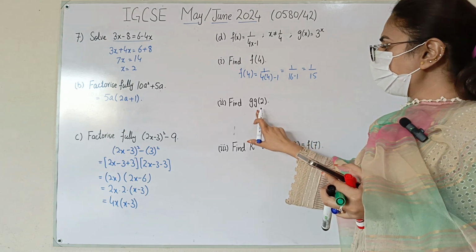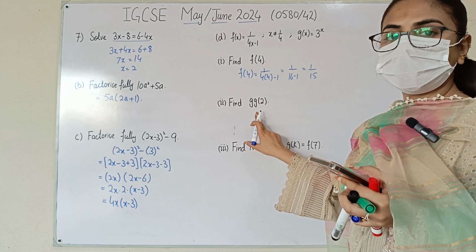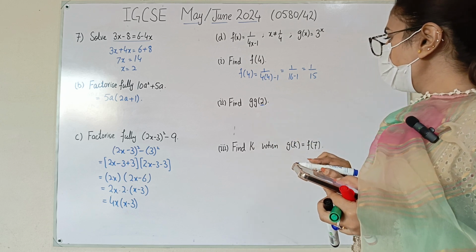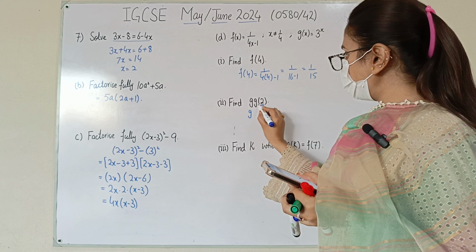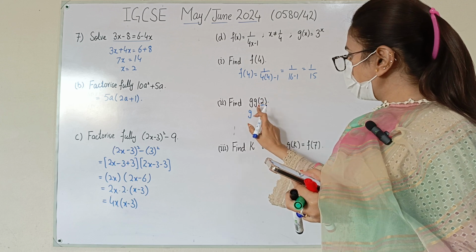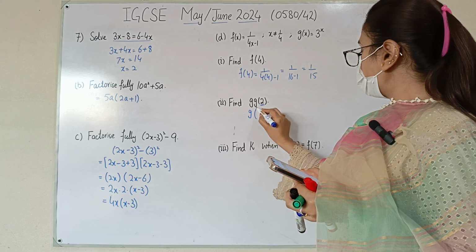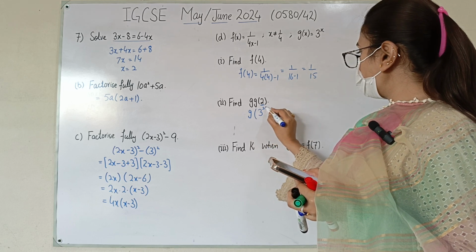Now in part number 2, he is asking to find out the composition, and after finding the composition you have to replace x with 2 as it's mentioned over here. So first of all, you have to make the composition. This is g. You have to put 2 in g in place of x. So this expression will be changed this way.